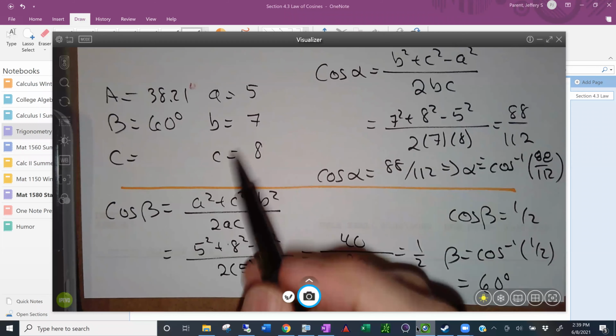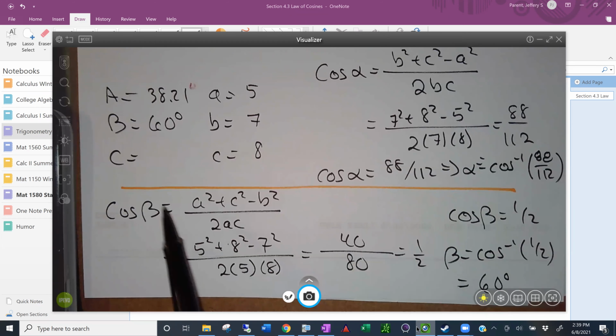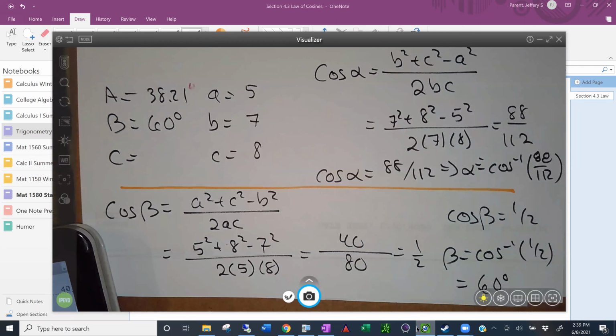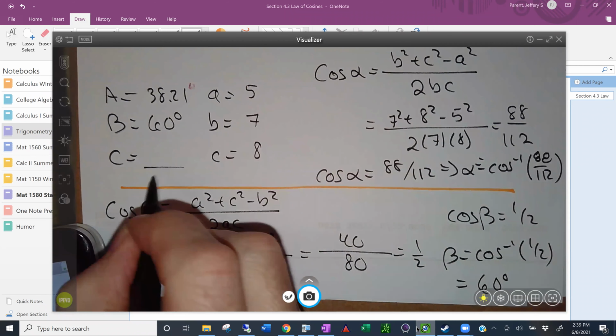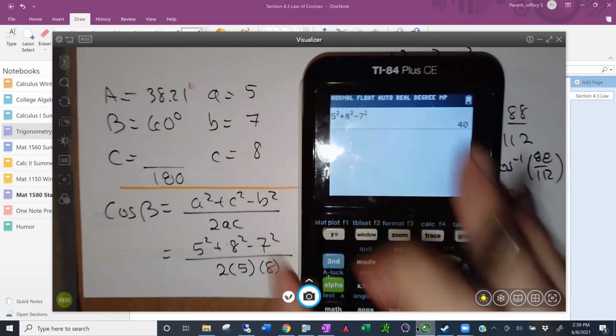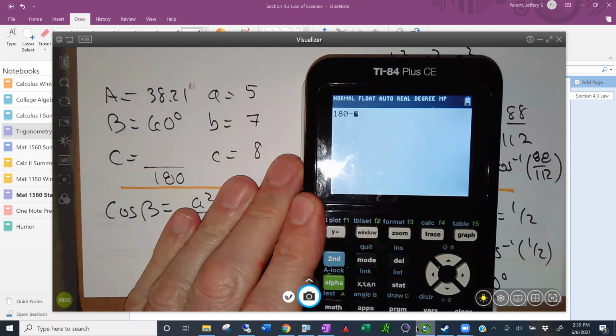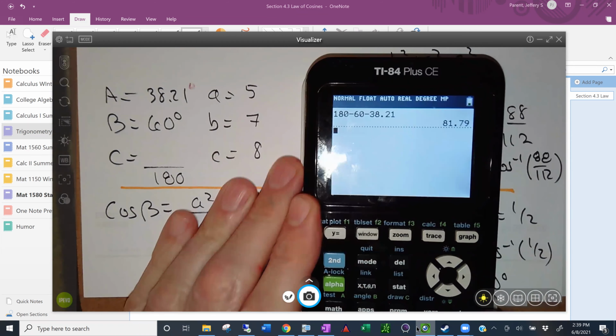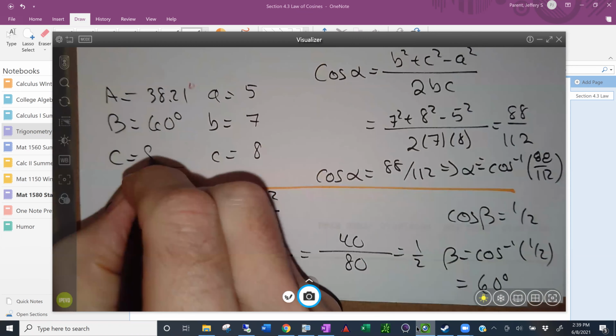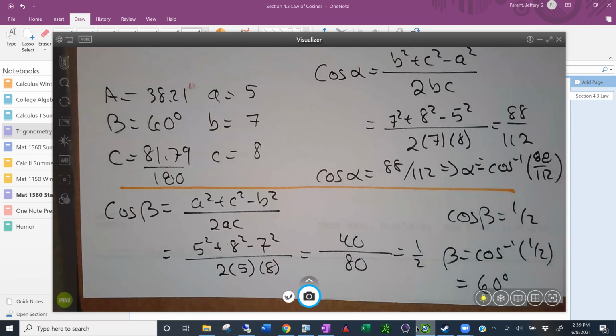Do I have to do this mess again to find C? No. No, I hope you don't, right? That should just be a total of 180. So we can subtract 180 minus 60 minus 38.21, you get 81.79. And you're done. Nice.